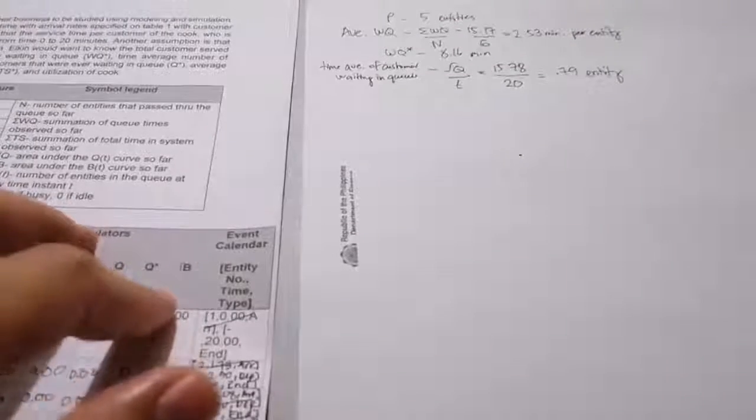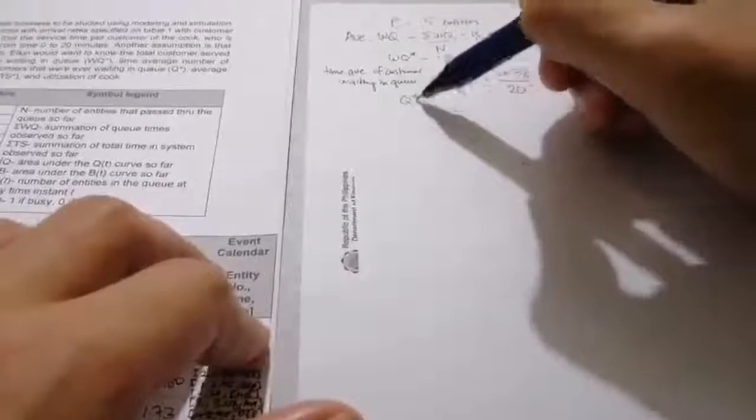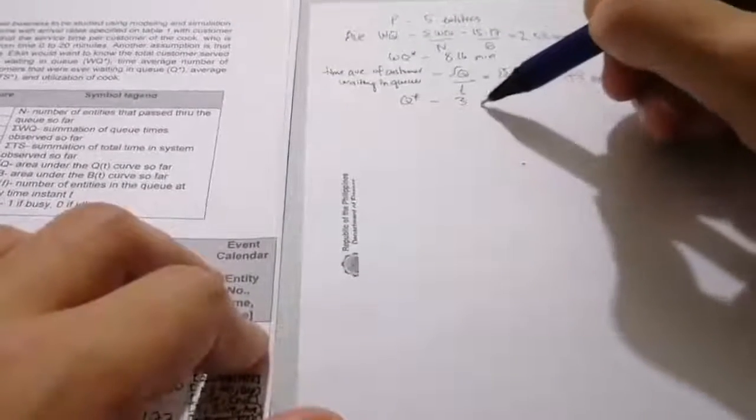So, wala na mga, sa totoo naman, wala na mga 0.79 na entity kasi whole number, 1, 2, 3, and so forth, ganun ang entities natin. But this performance measure just computes yung sinasabing time average of customer waiting in queue. So, yan, 0.79. Next, it's the maximum number of customers that are ever waiting in the queue or yung queue asterisk. So, 3 entities. 3 entities. Ito. Queue asterisk. Next.